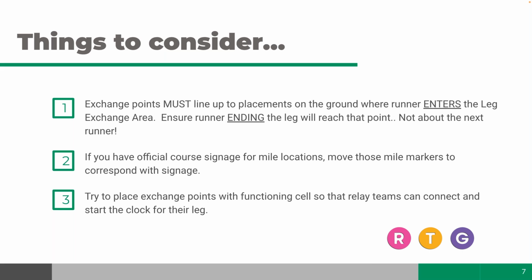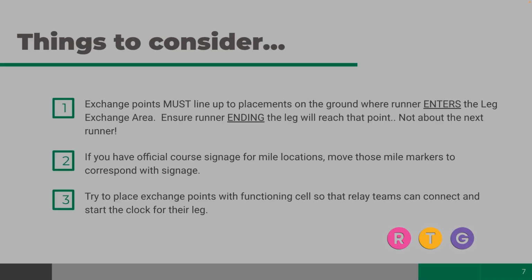The functioning cell is more about connection to other people. So if you're somebody on an ultra relay and you're waiting for somebody, getting information that the person's getting close makes a better area a better place to put an exchange point. So just something to think about as you start moving into live tracking and ultra relays, and thinking about where you put your exchange points.